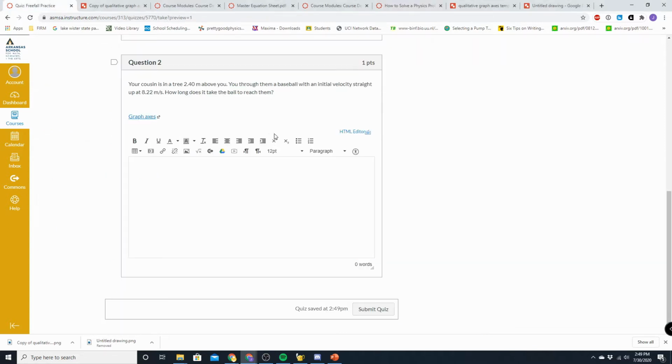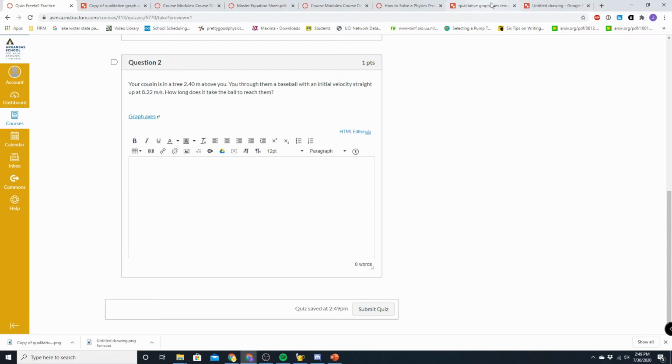So this problem: your cousin is up in a tree. Where they are in the tree is 2.4 meters above you. You have a baseball and you're going to throw the baseball right toward them, not at them, toward them, with an initial velocity upwards with a speed of 8.22 meters per second. The question is, how long will it take the ball to reach them?